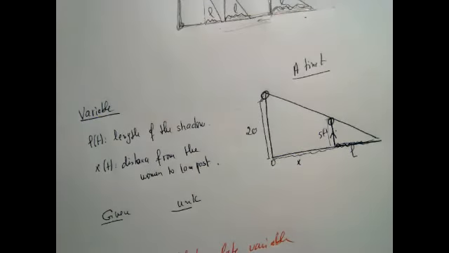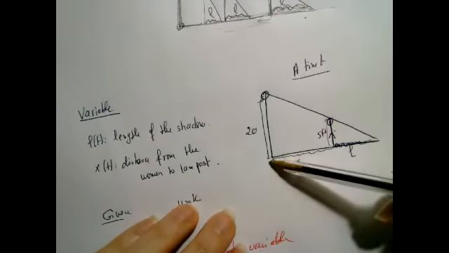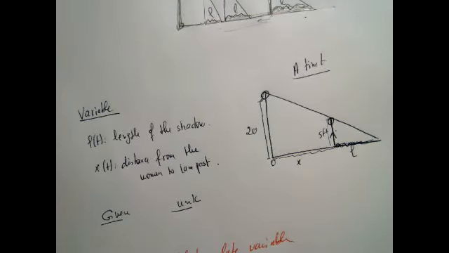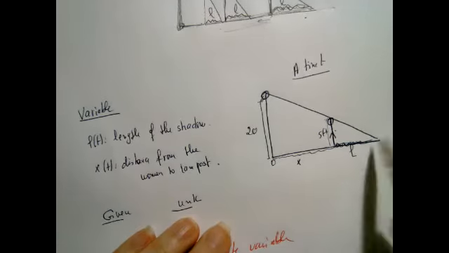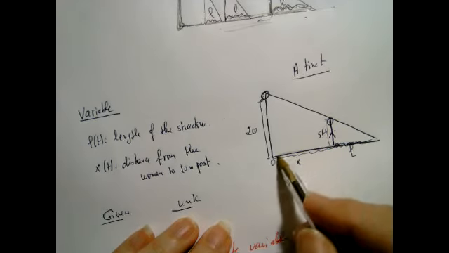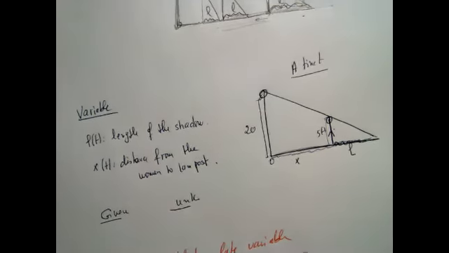Okay, so these are the two things which are actually changing for us. Of course, the length of the lamp is not changing. The height of the woman is just not changing. What matters is the length of the shadow is changing and the distance of the woman to the lamp is changing.